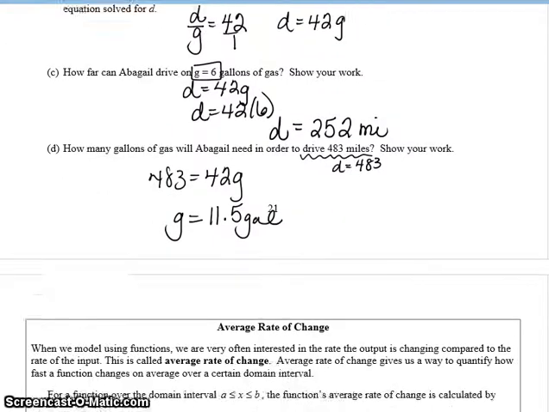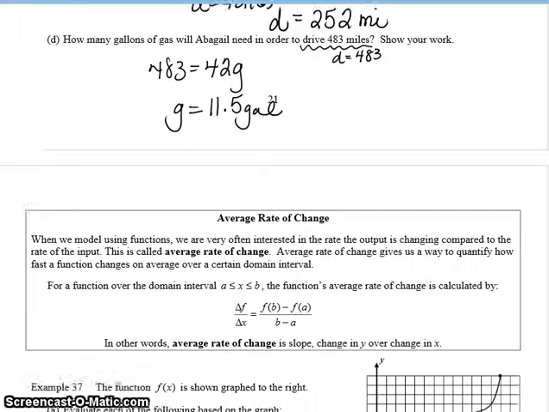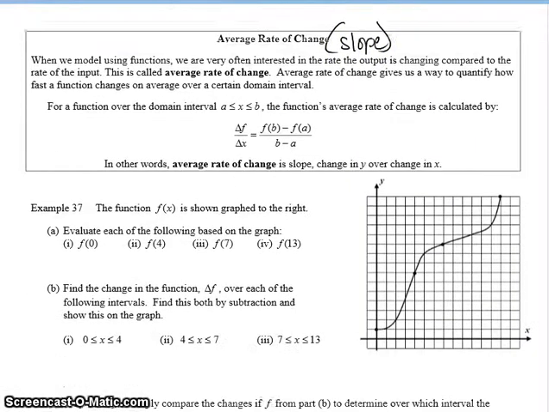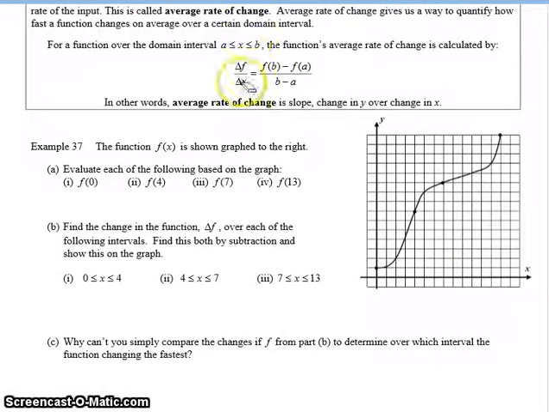Average rate of change. In algebra, you learned that that is slope. Average rate of change is your slope. This is really fancy when you start reading it, but don't forget, it's the change in y over the change in x, which used to be this little formula: y minus y over x minus x. Remember, that's your little lowercase m there.